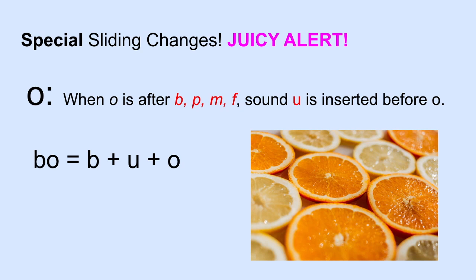So in Chinese it would be B-U-O. If without U, it'd be B-O, but it's not. It's B-U-O. Same thing for M-O. So this is your first special sliding change.